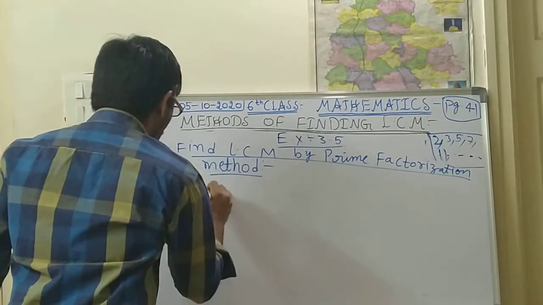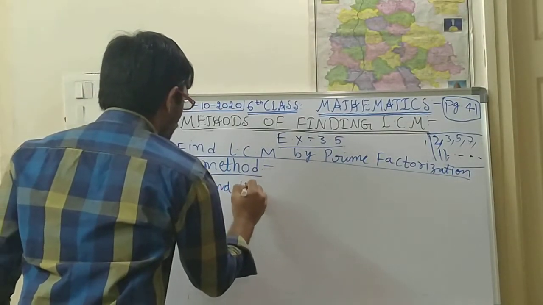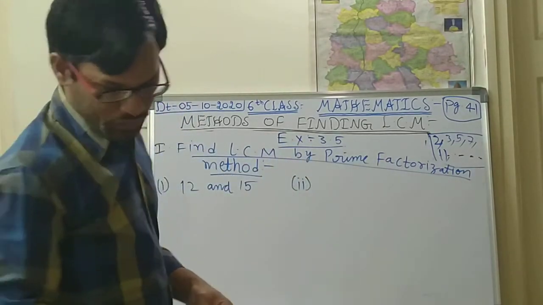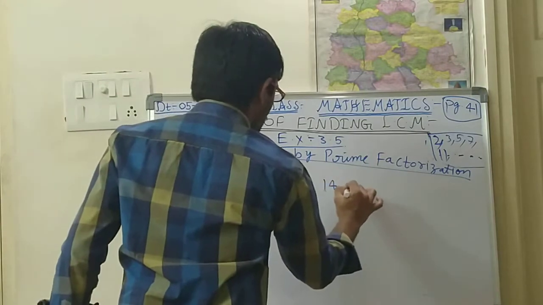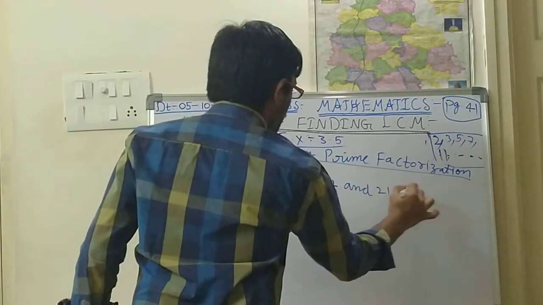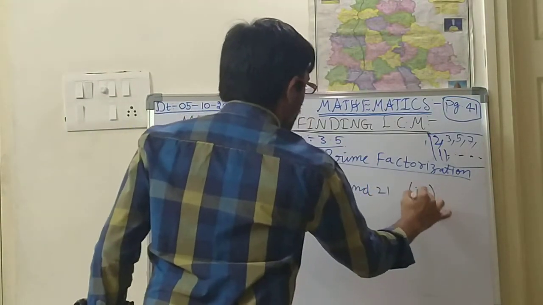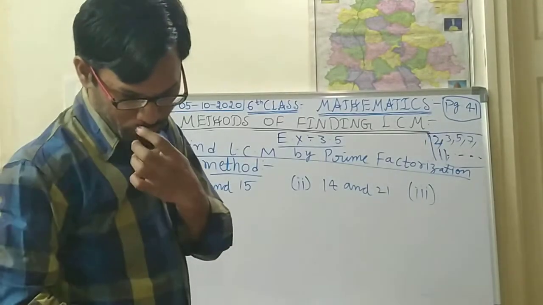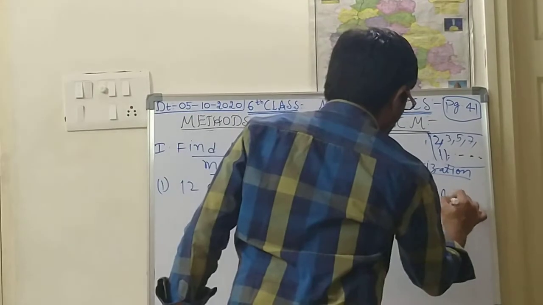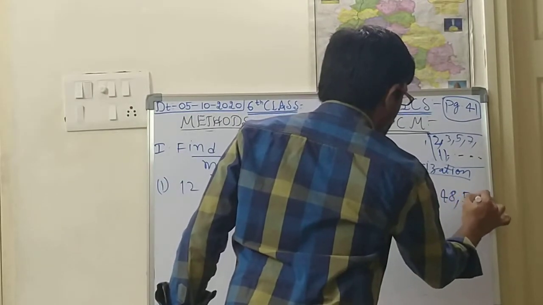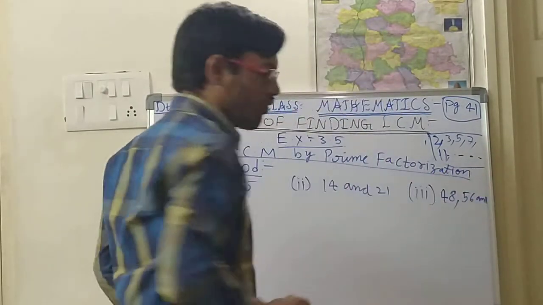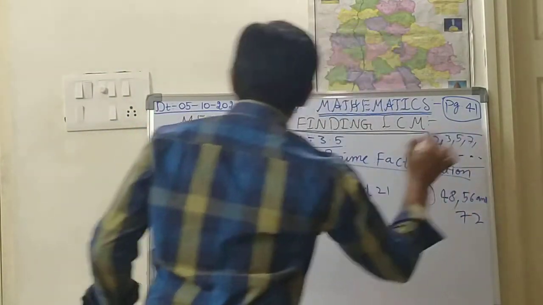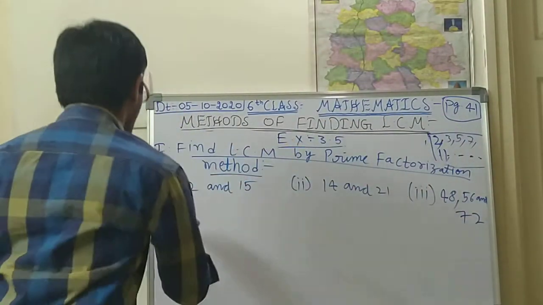So 12 and 15. Second one, 14 and 21. Third one, 48, 56 and 72. Okay. These three problems are homework, children.